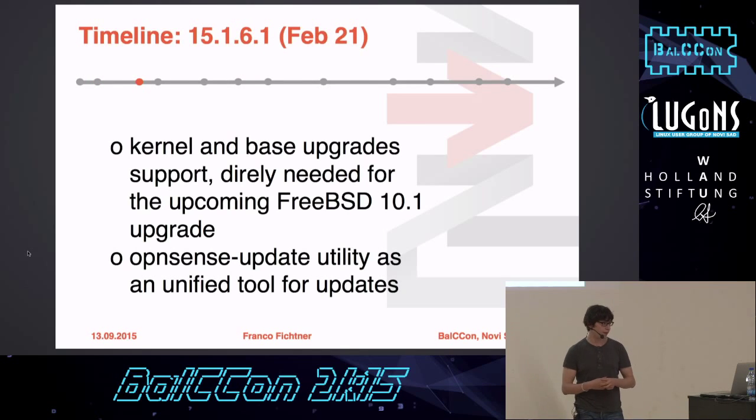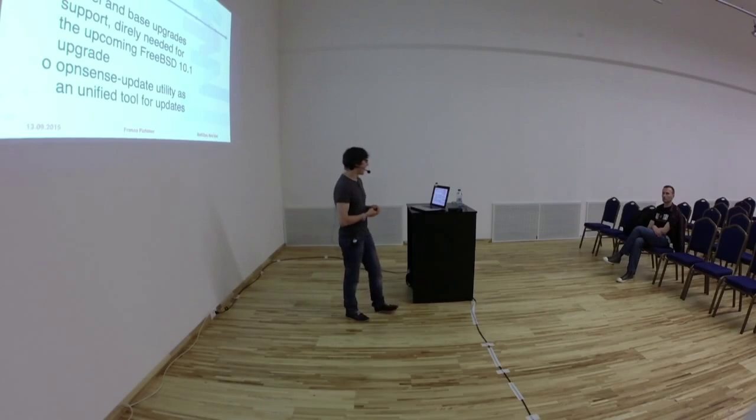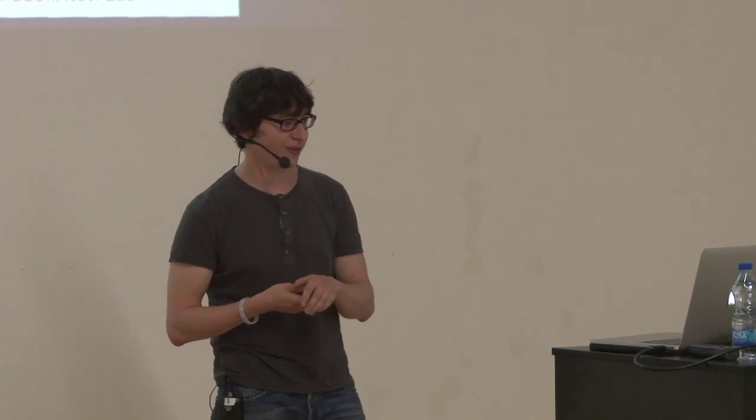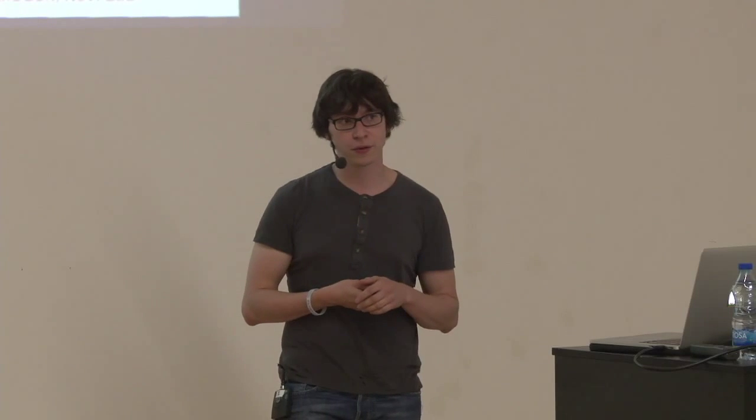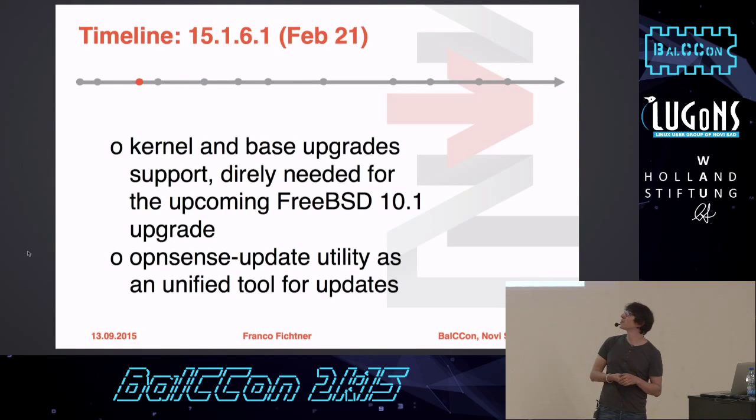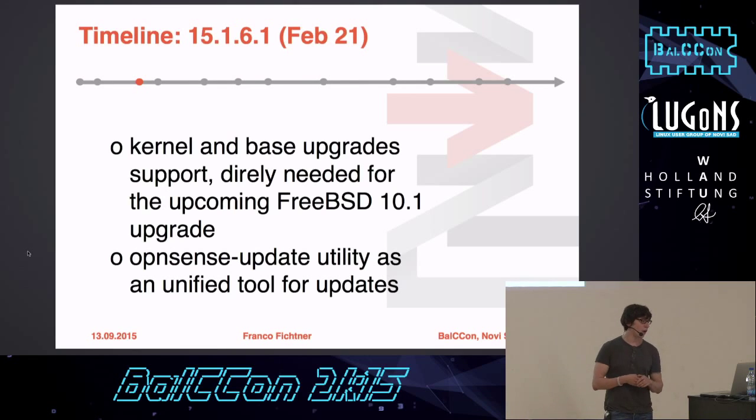Then we waited a little to see if the upgrades work. You can see by the version number that we're going forward quite a bit. And then at this point, we could do kernel and base upgrades, which we really, really needed. It's interesting, this fact, because FreeBSD 10.0, which we're using, was approaching end of life, end of February. And as you can see, there's not much time till the end of February. So we just had to get in those upgrades to go to FreeBSD 10.1.